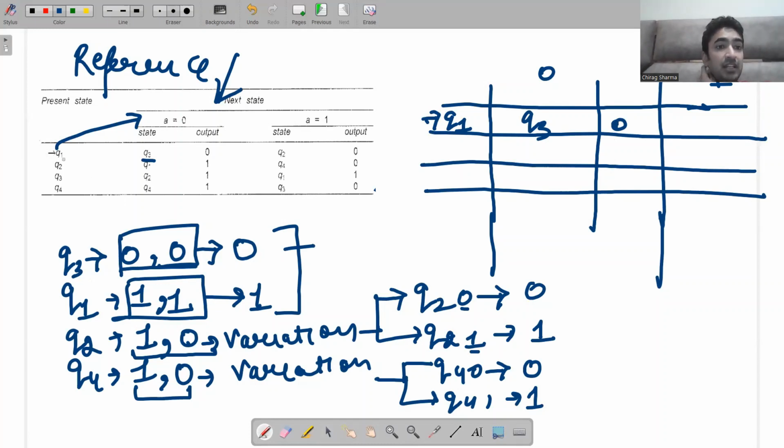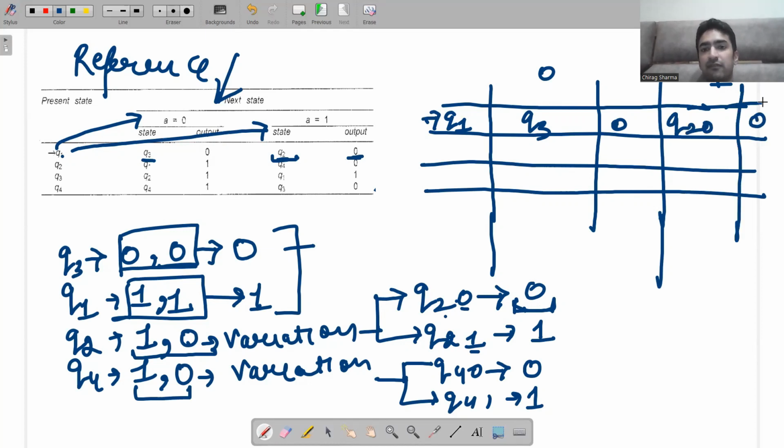Ditto same. And Q1, when 1 is given to it, it goes to Q2. But we have already changed our Q2 into Q2 0, Q2 1, and it will go to Q2, but which version of Q2? It will go to that version of Q2 which is having output 0. So we have clearly written Q2 0, because that is having the output of 0, so I will write Q2 0 0. This was my very first. Fine. I hope this is clear.